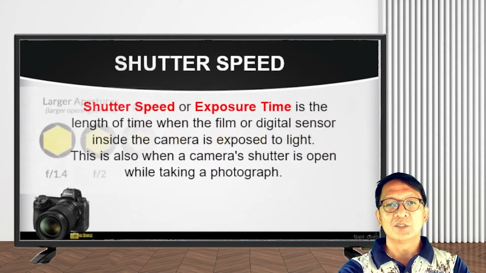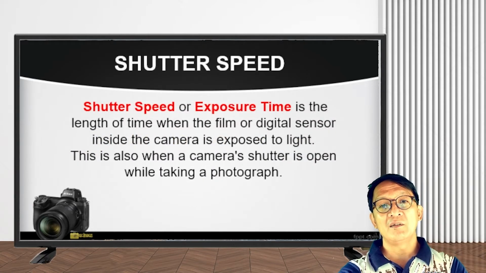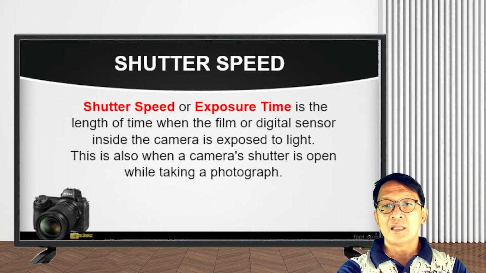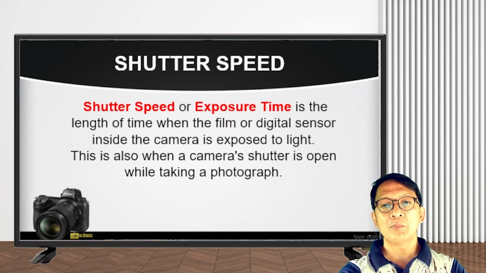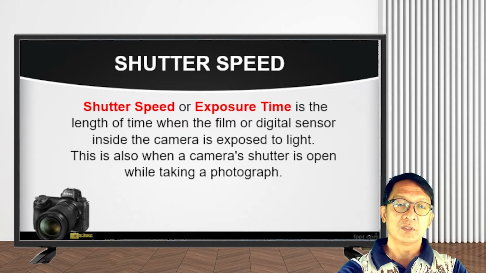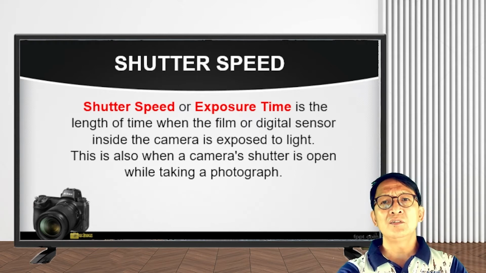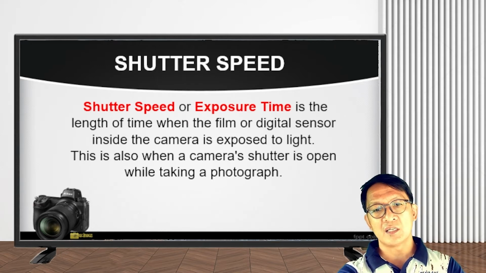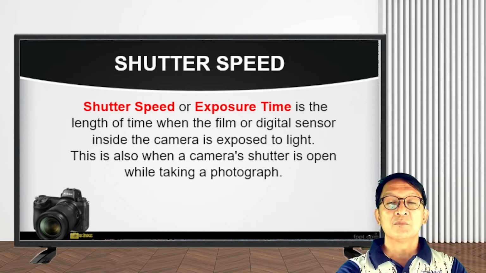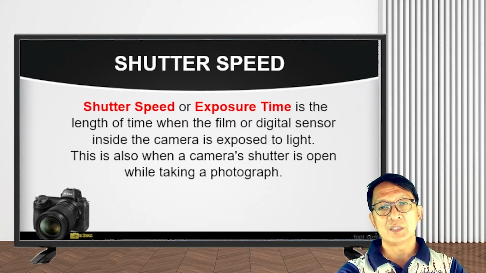Shutter speed. So, shutter speed or exposure time is the length of time when the film or digital sensor inside the camera is exposed to light. This is also when a camera shutter is open while taking photograph. Okay, yan. So, shutter speed, ito yung amount of light that reaches the film or yung image sensor ng camera nyo proportional to exposure time.